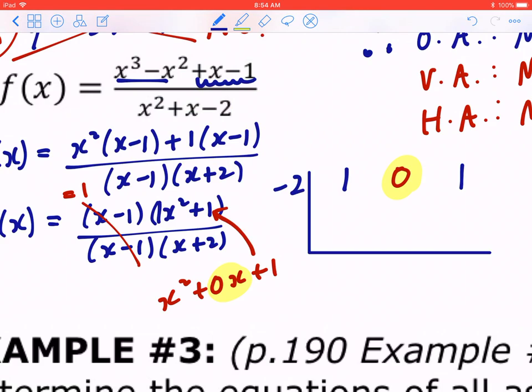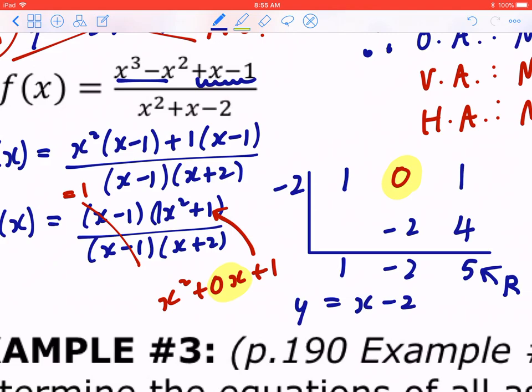Same steps. If you copy it, 1 goes to the bottom. 1 times negative 2 will give you negative 2. Then you add them: 0 plus negative 2 is negative 2. Negative 2 times negative 2, that's going to be 4. 4 plus 1 is 5. That is the remainder. And the fact that the remainder is non-zero, that's exactly what you're looking for. So the oblique asymptote is going to be y equal to x minus 2.